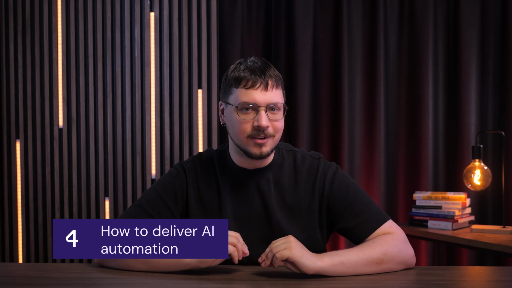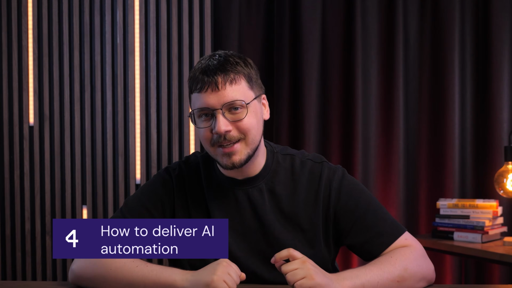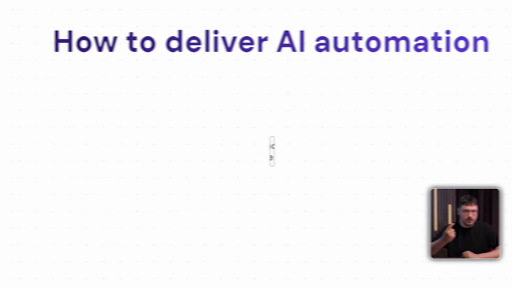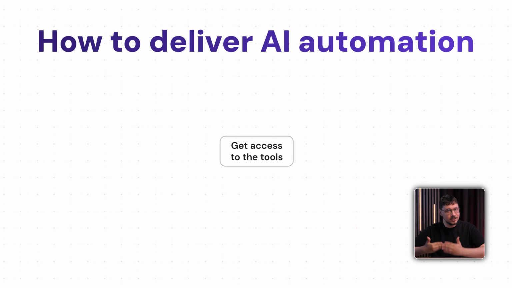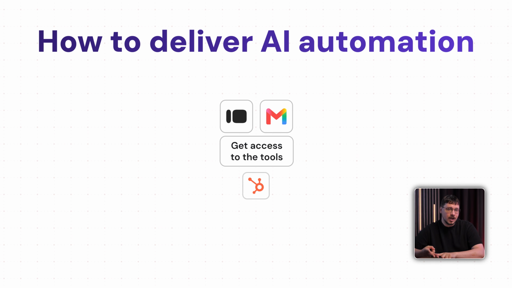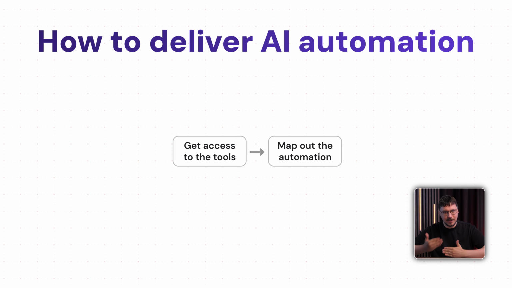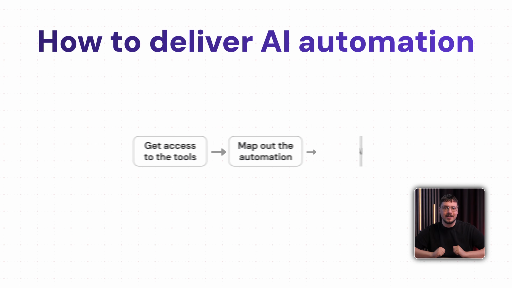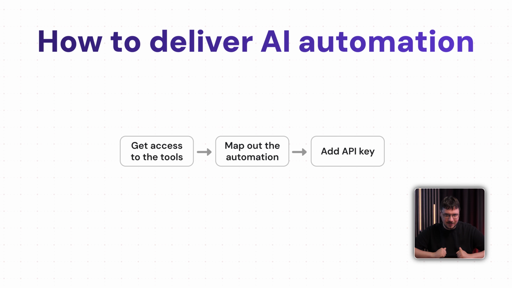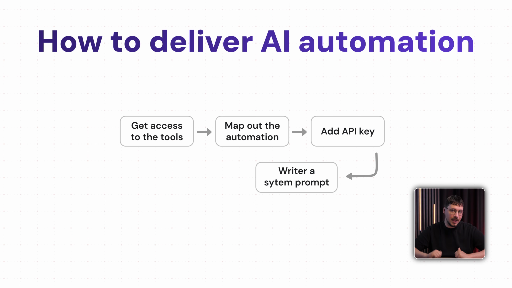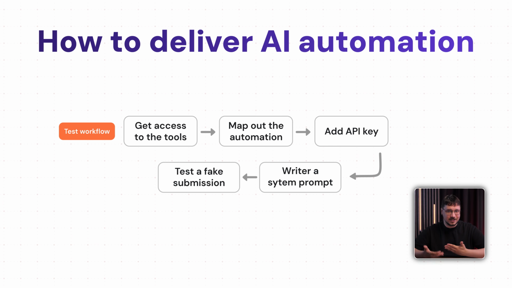Now, once the client agrees to proceed, the delivery process is actually pretty simple. First, you get access to the tools they already use, like Typeform, Gmail, or HubSpot, and then map out the automation step by step in a tool like Make or N8N. Then you add an OpenAI or Anthropic API key. Write a system prompt that teaches the AI how to communicate in the client's brand voice, and test it using a fake submission. You'll also need to test the entire workflow from start to finish so you can adjust anything that feels off.